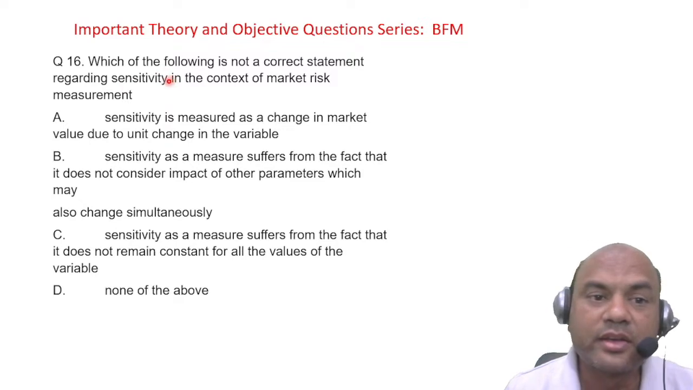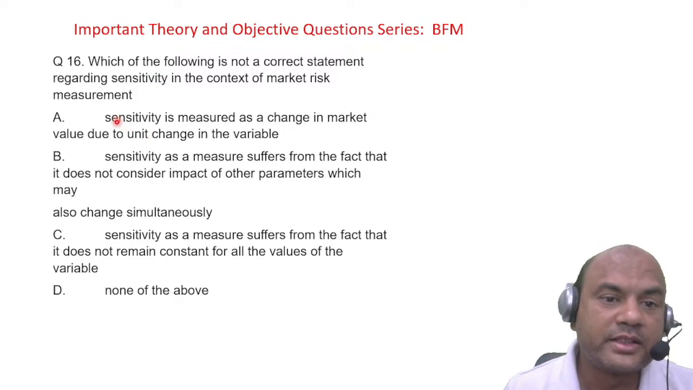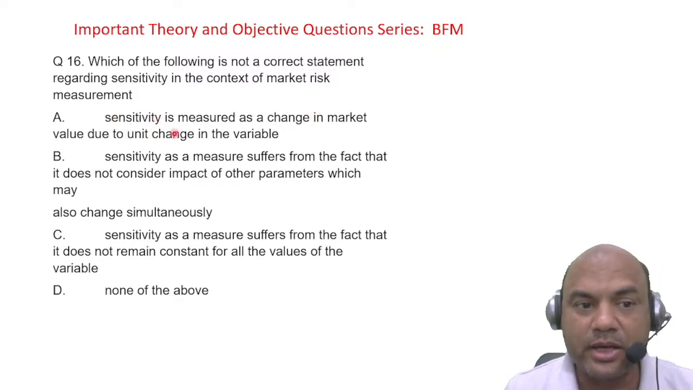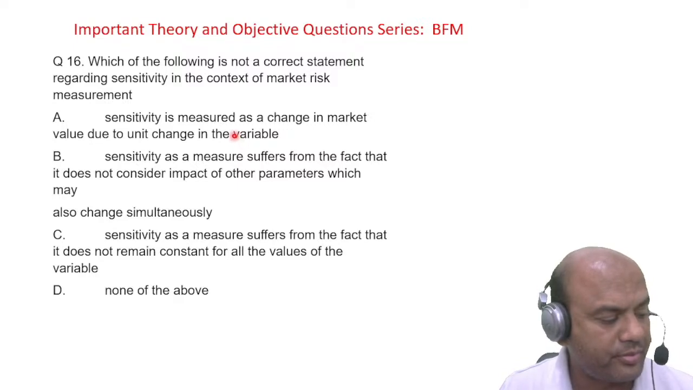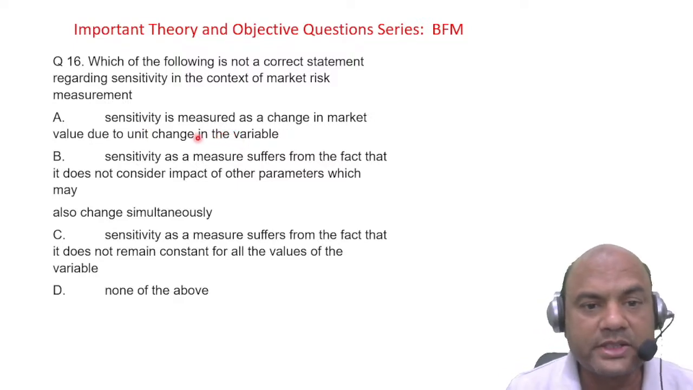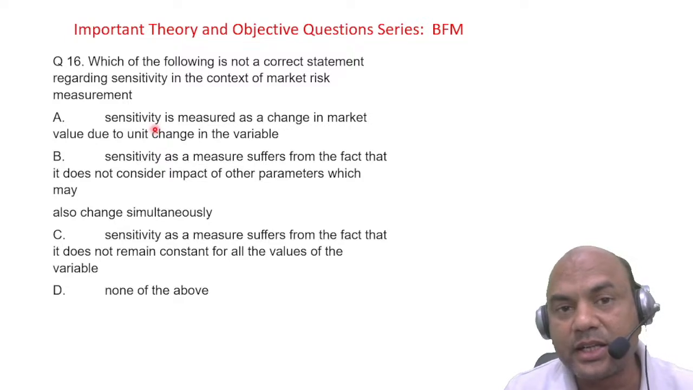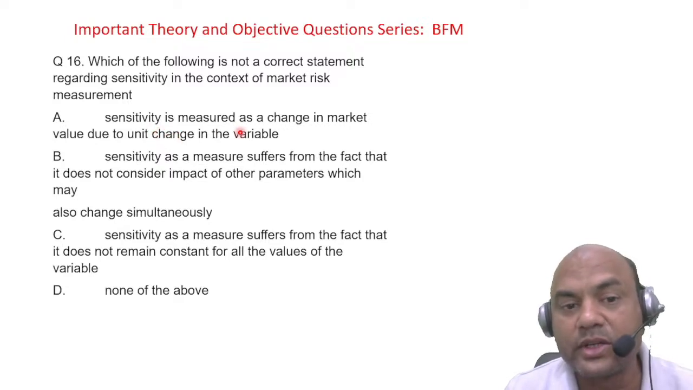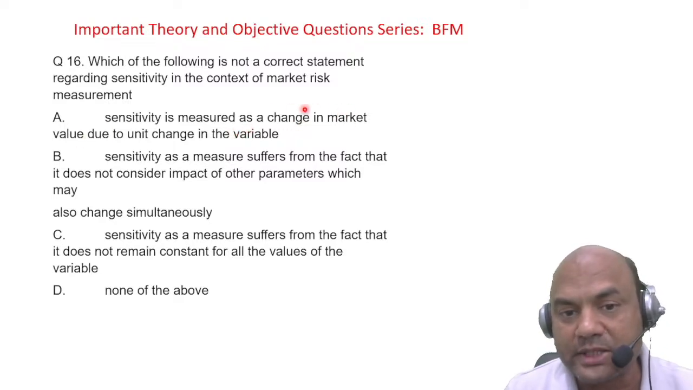So now we are studying the sensitivity question. Sensitivity is measured as change in the market value due to the unit change in the variable. Unit change in the variable means what? 1% change in the repo rate, let's say. That is known as unit change in the variable. So change in the market value means the market price of that bond.